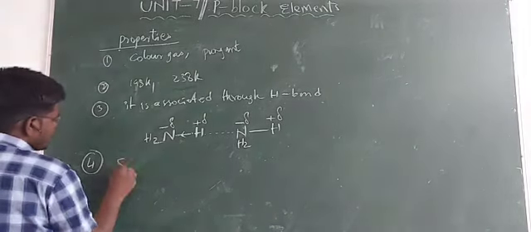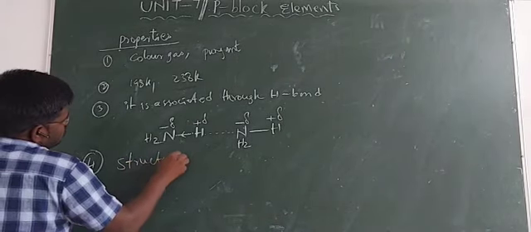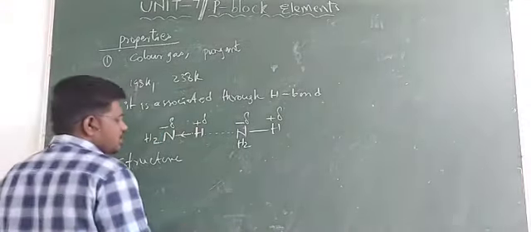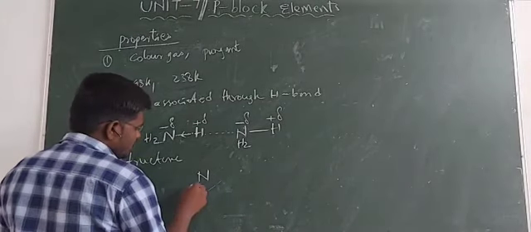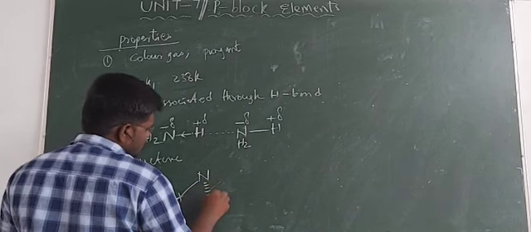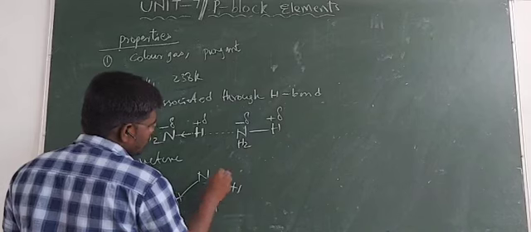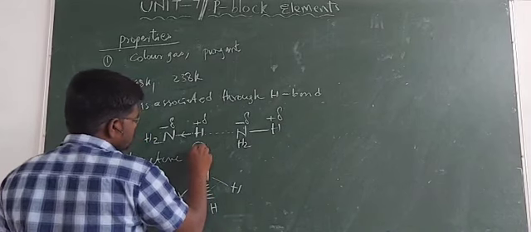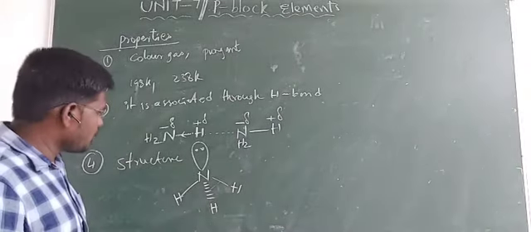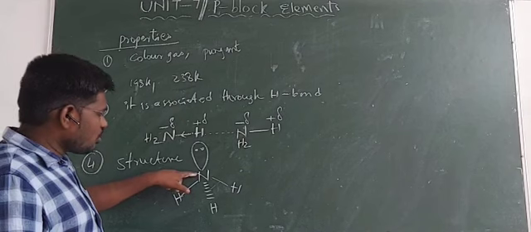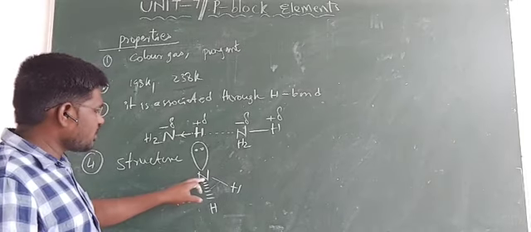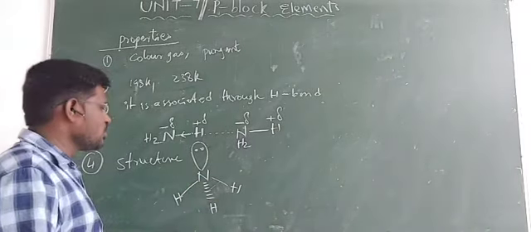Fourth one is the structure. You know that ammonia has trigonal pyramidal structure. Nitrogen is present here, and around this one, 3 hydrogen atoms are present through the covalent bond, and over here there is a lone pair. This is the structure of the ammonia molecule. In ammonia molecule, nitrogen is present at the top, and over this there is a lone pair in sp3 hybrid orbital, and next one nitrogen is connected with 3 hydrogen atoms through the covalent bonds.